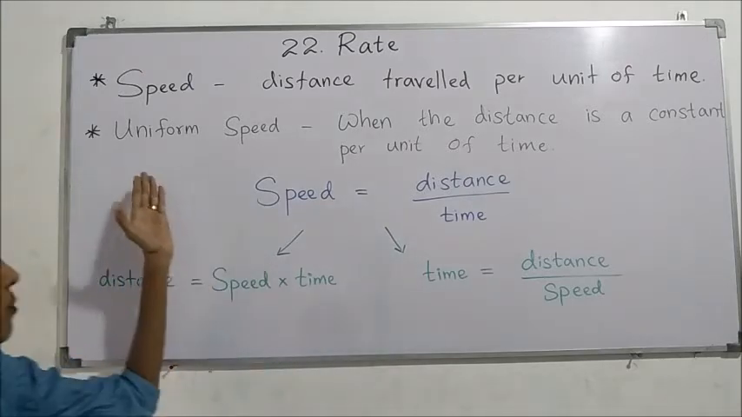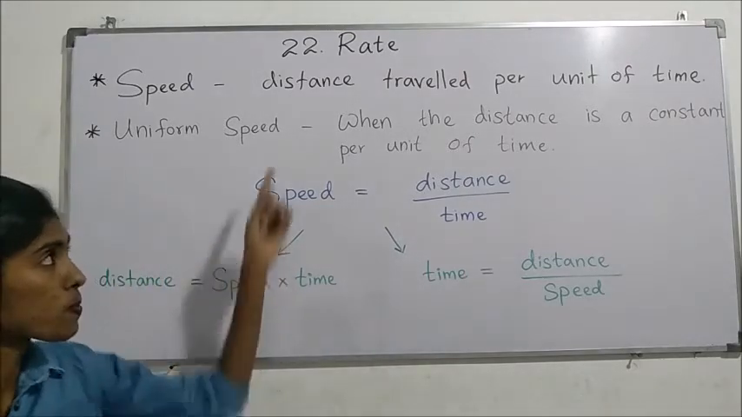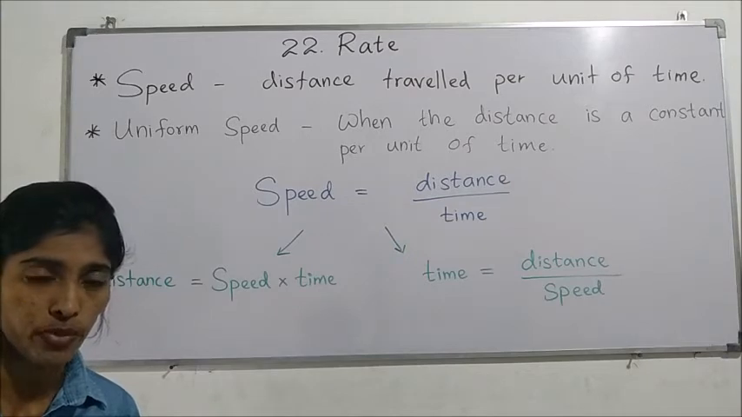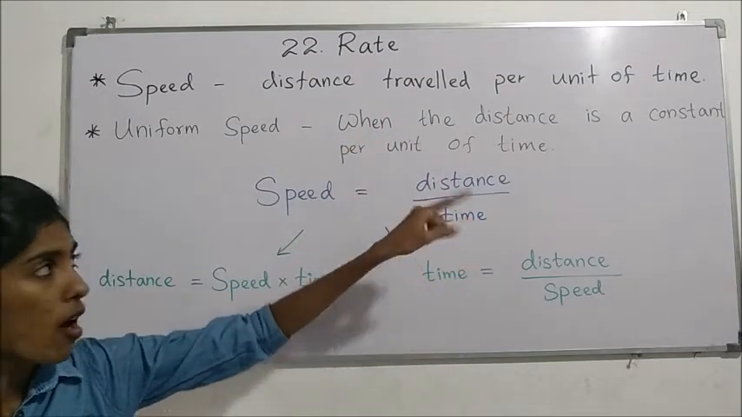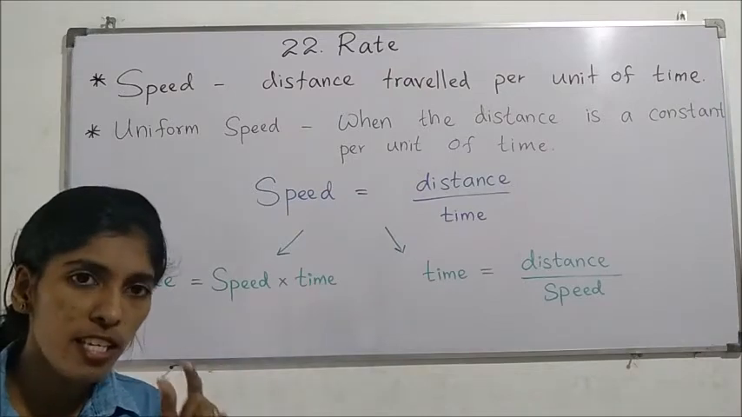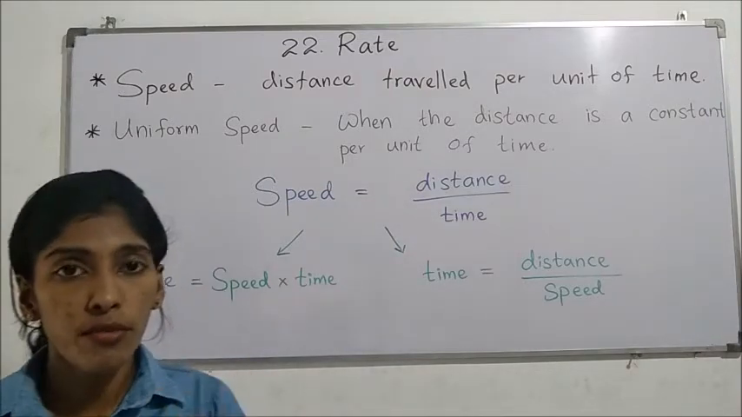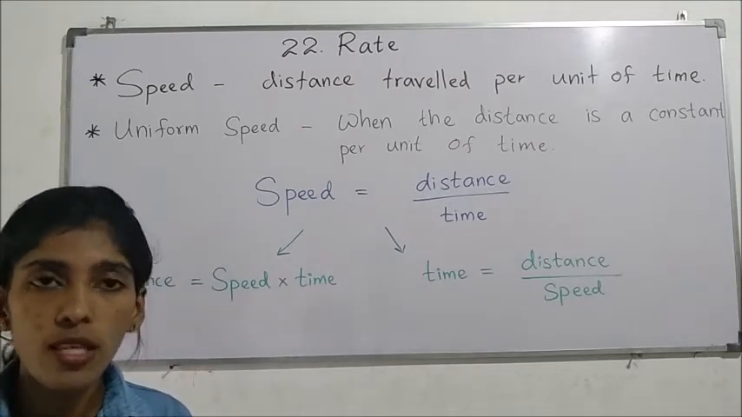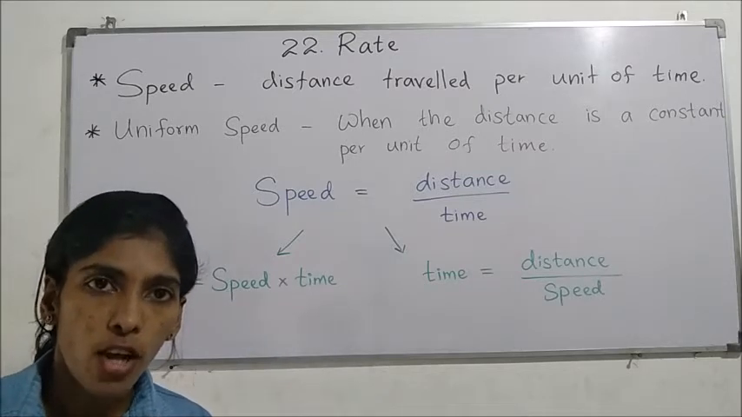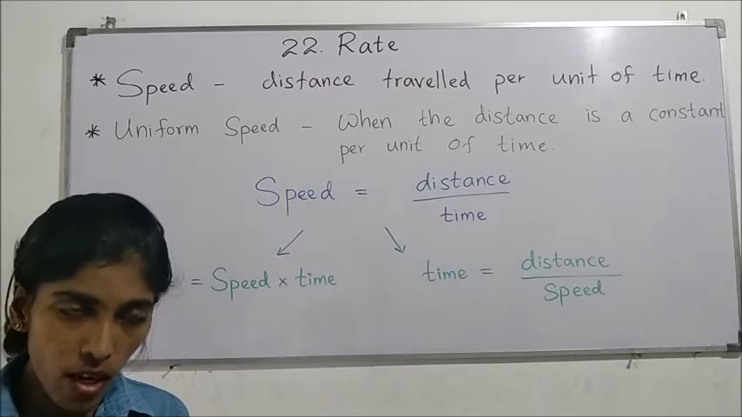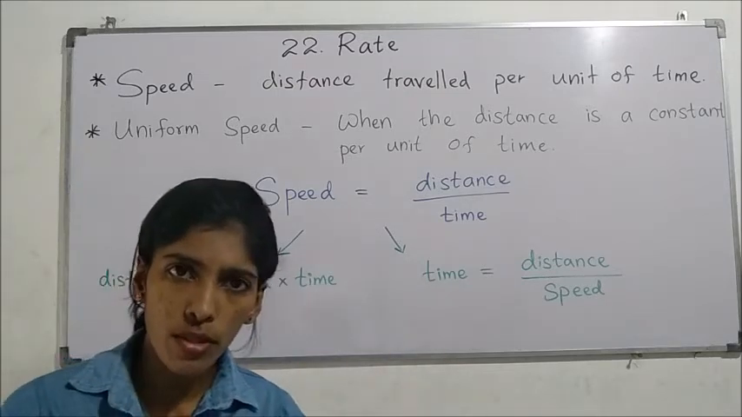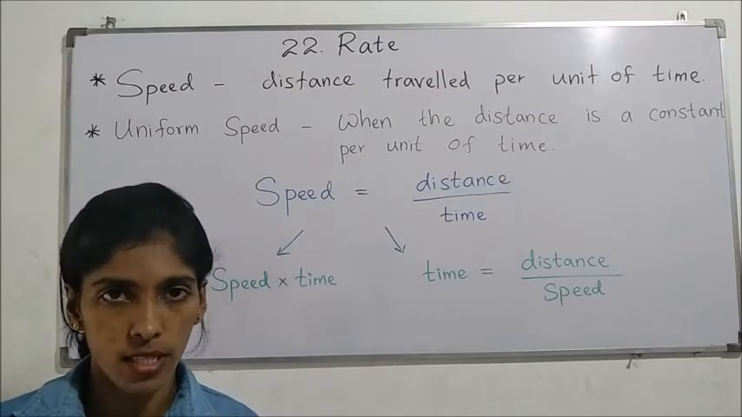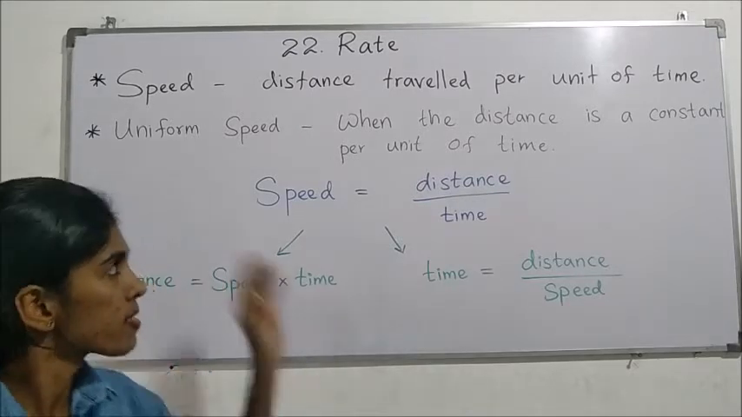When we consider uniform speed, the speed is a uniform one. That means the speed doesn't change. When the distance is constant per unit of time, that means in every single second or every single hour, the distance traveled by the vehicle is a constant. Just think, in 1 hour the distance traveled by an object is 10 kilometers. So in each and every hour this object is moving only 10 kilometers. That is the uniform speed.